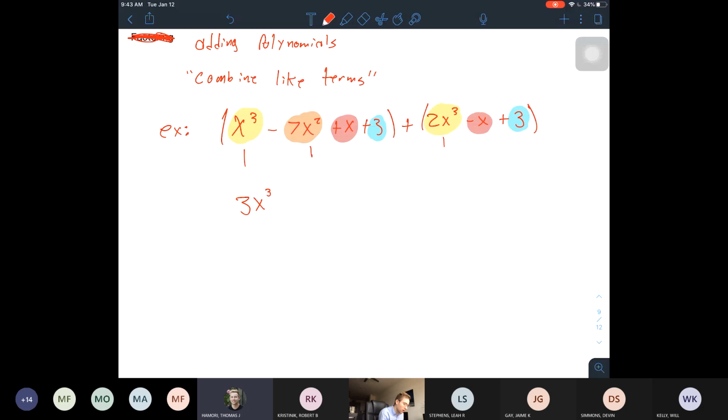And I only have this one power of x squared. The second expression doesn't have any powers of x squared. So I'm just going to leave that alone. And then I should combine plus x with negative x. Well, those are going to cancel each other out. We're going to get plus 0. And then we'll combine positive 3 and 3 to get 6. So our answer for this case will be 3x cubed minus 7x squared plus 6.